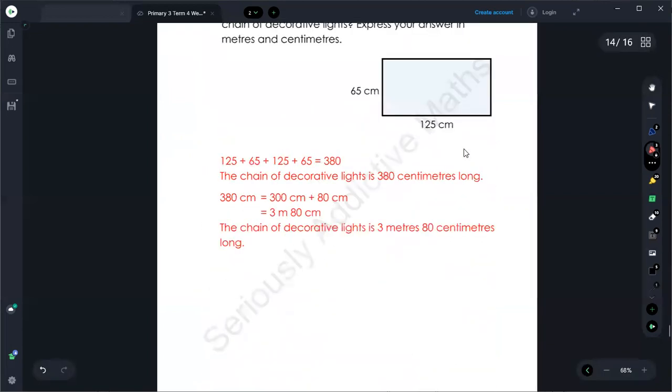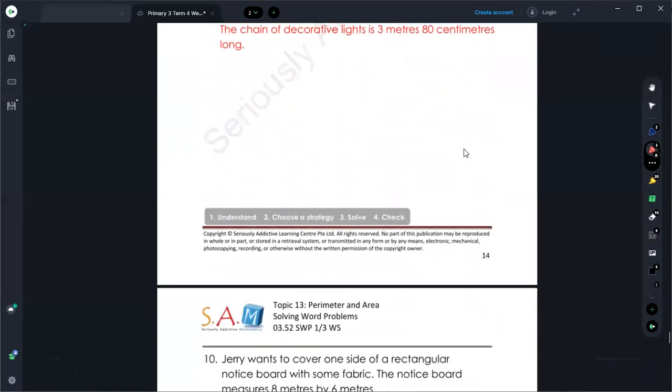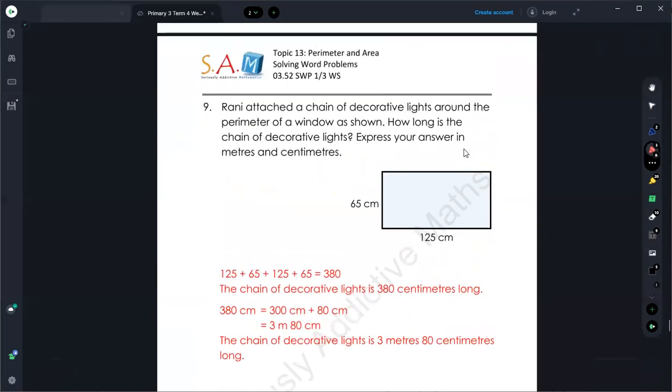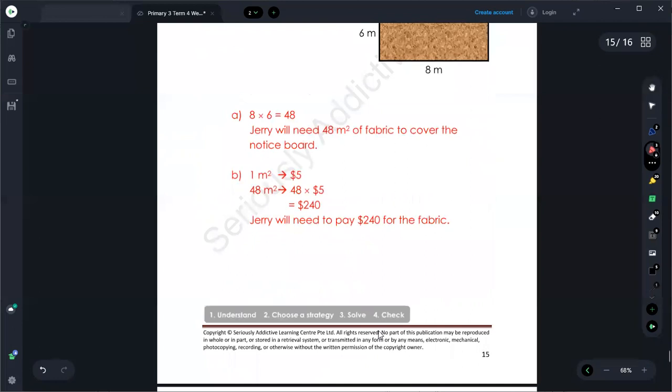Area question, I would say perhaps do question 9 with them. Rainy attached a chain of decorative lights around the perimeter of a window as shown. How long is the chain of decorative lights? The only difficulty is that they have to express the answer in meters and centimeters. So they work out the answer, the first step is actually 380 cm. And then after that, they need to remember how many cm make a meter, and they have to express the answer in meters and centimeters.